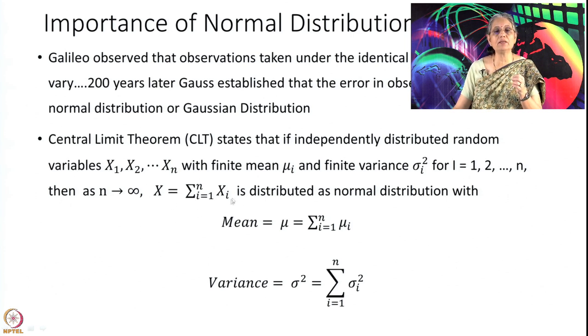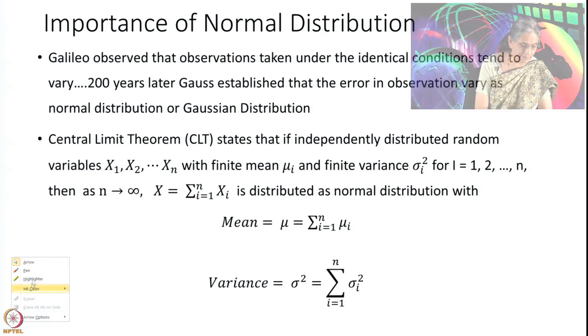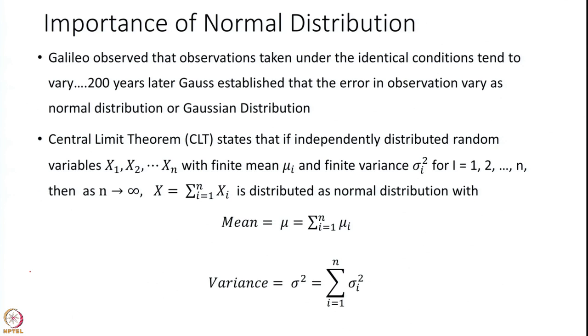and then we are saying that if you take the sum of all these independently distributed random variables xi, and if the sample size becomes extremely large, then this summation of the random variables, which is also a random variable, let us call it x, follows a normal distribution. Here is what we have to realize, that it follows a normal distribution with a mean mu and variance sigma square. Mu is the summation of all the mu i's, and sigma square is the summation of all the sigma i squares.